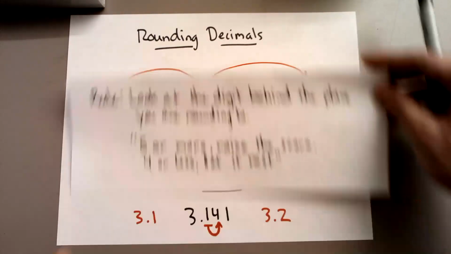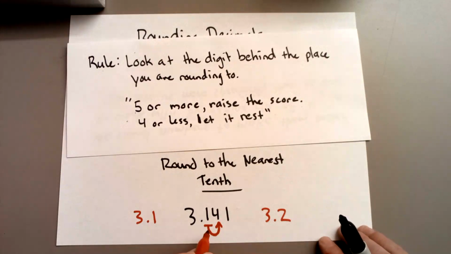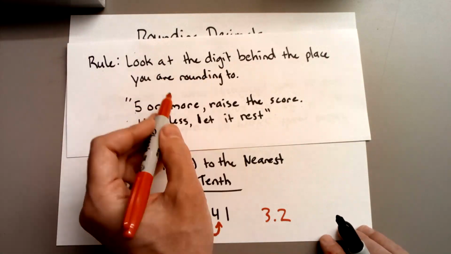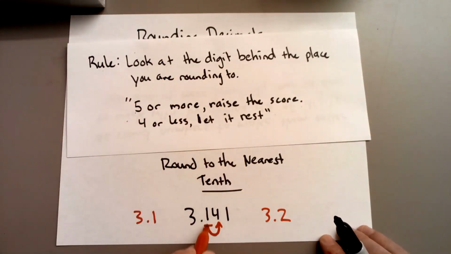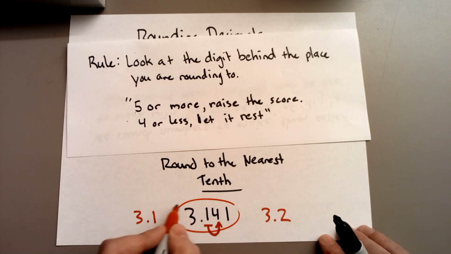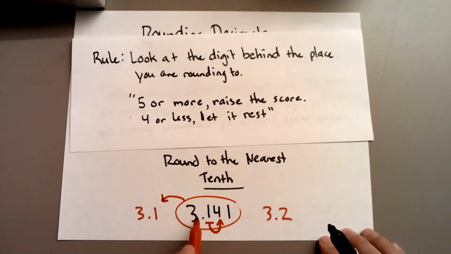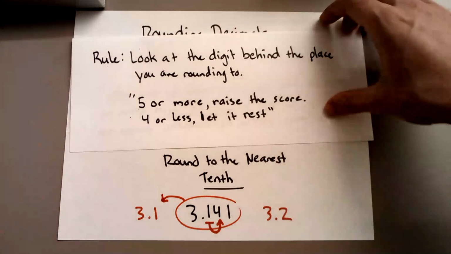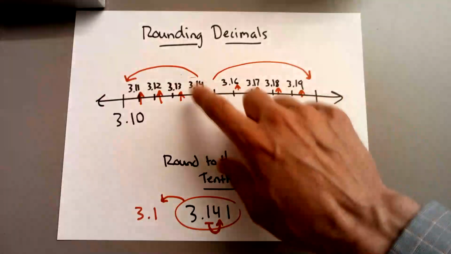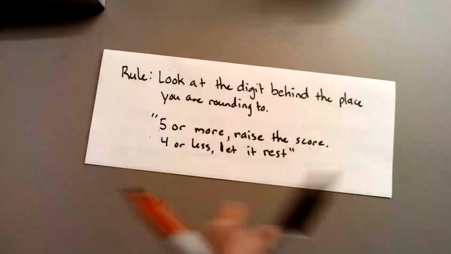So using this rule, I look at the digit behind the place value I'm rounding to. I'm rounding to the tens place. I look at the 4, and 4 is 4 or less, let it rest. So that 4 tells me that this number is closer to 3 and 1/10. So I round this number to 3 and 1/10. Okay, let's do a few more rapid fire without the number line.